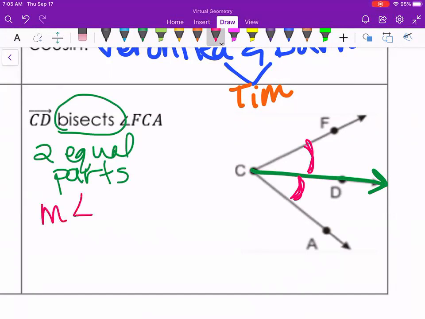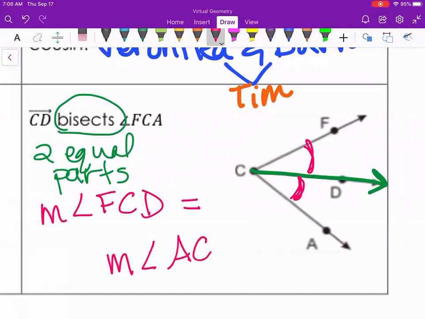So the measure of angle FCD will equal the measure of angle ACD. Those two smaller parts will be equal. And again, that's what knowing the definition of bisect does for us. It gives us this extra information. It also lets me know if my measures are equal, then those angles will also be congruent.